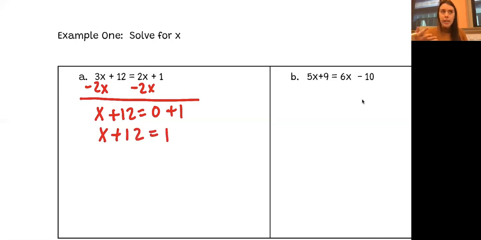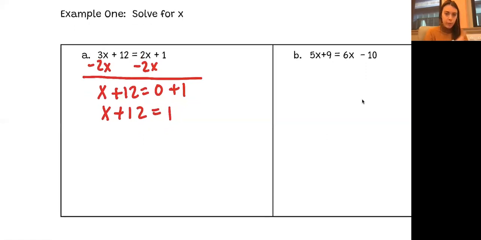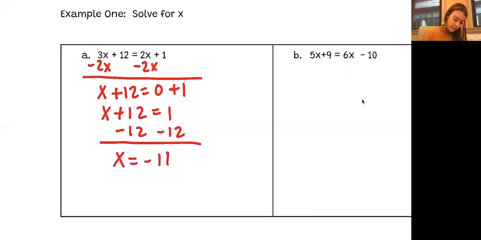And now this is like a basic solving one-step equation problem. So I have x plus 12 equals 1. I want to get x all by itself on the left side. And so I will do the opposite of addition to get rid of the plus 12, and I will subtract 12 on both sides. And I'll get x equals negative 11. And that is our answer.